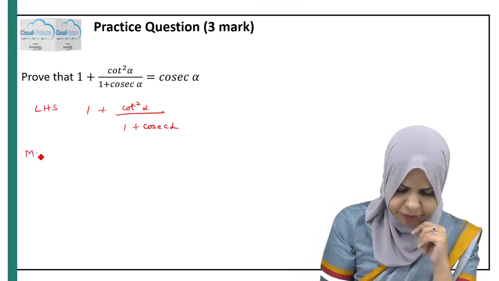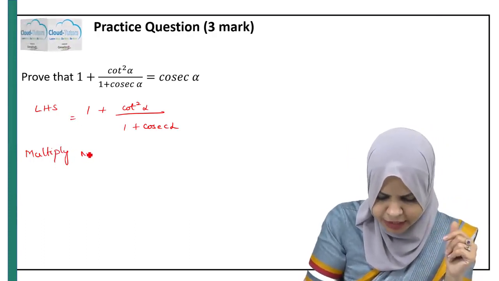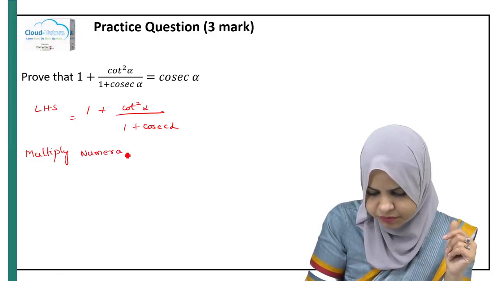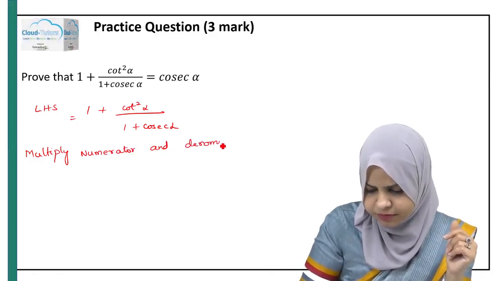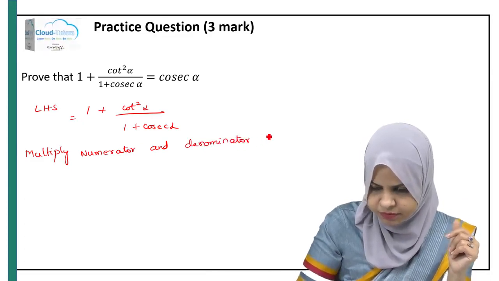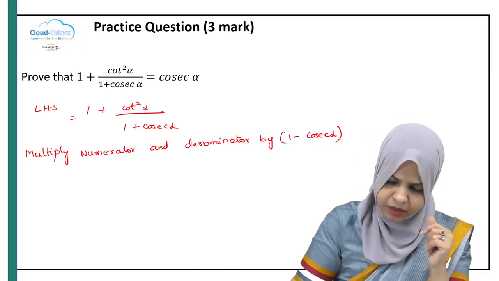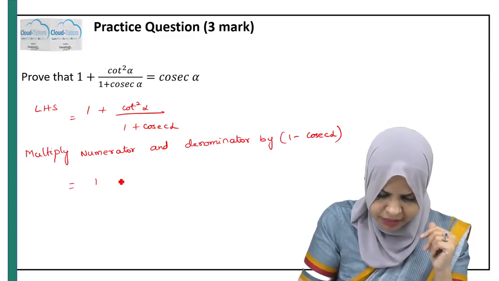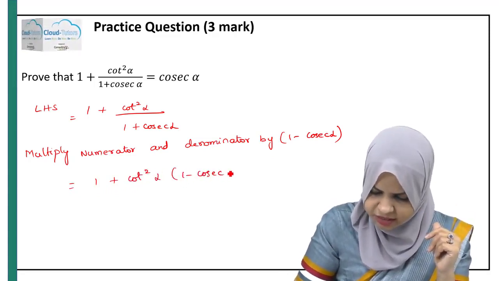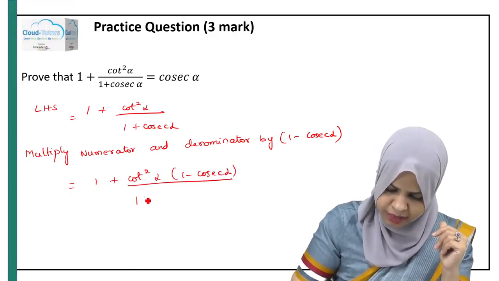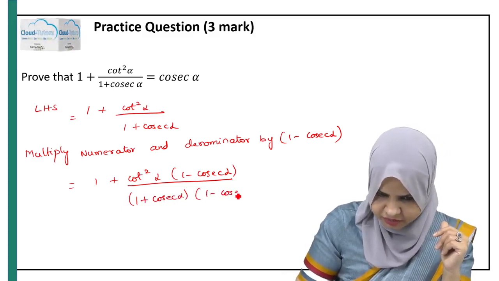So let me write that. I will not touch the 1, okay? Multiply numerator and denominator by 1 − cosec α. Okay, so now what happens? (1 + cot² α)(1 − cosec α) by (1 + cosec α)(1 − cosec α).